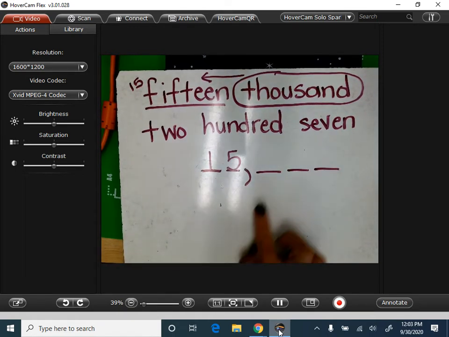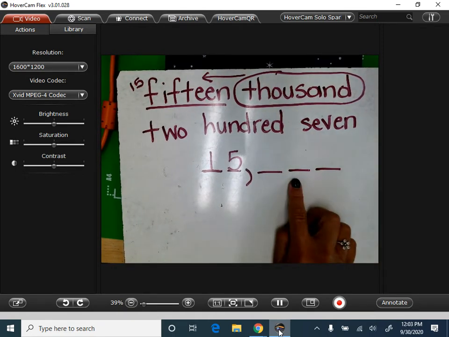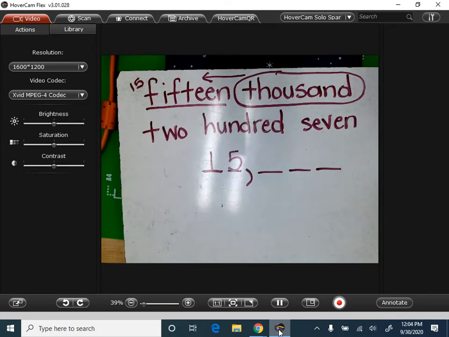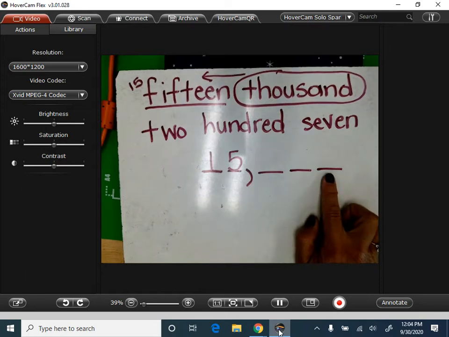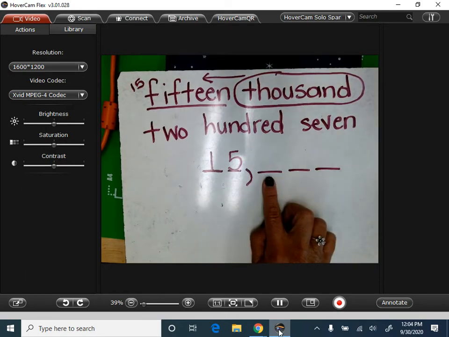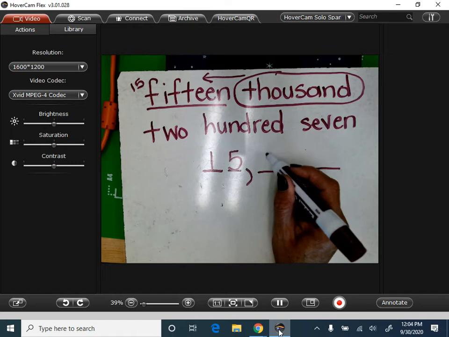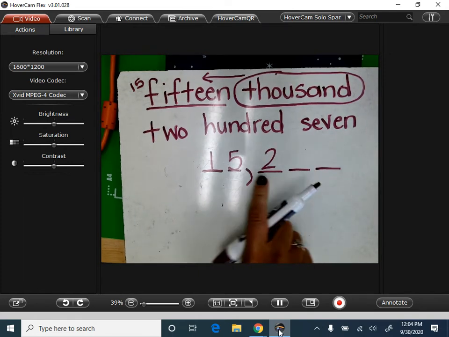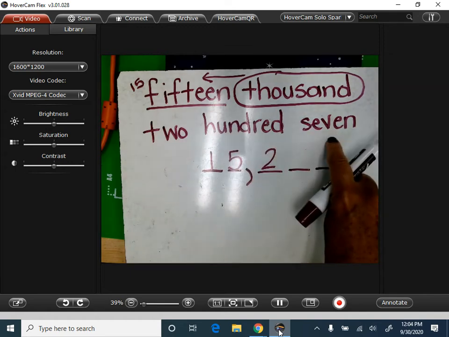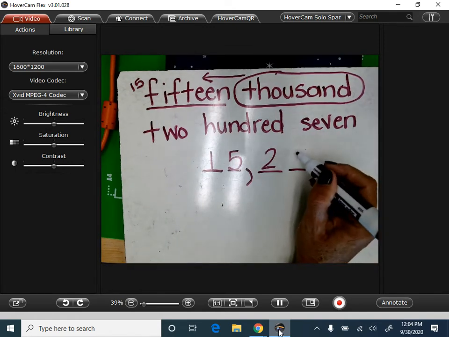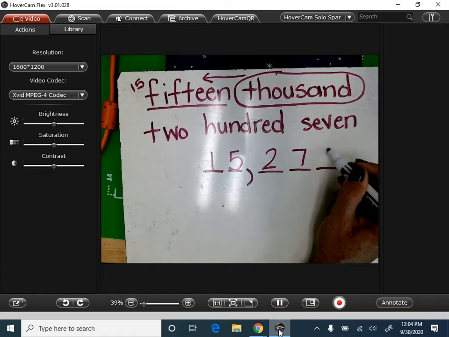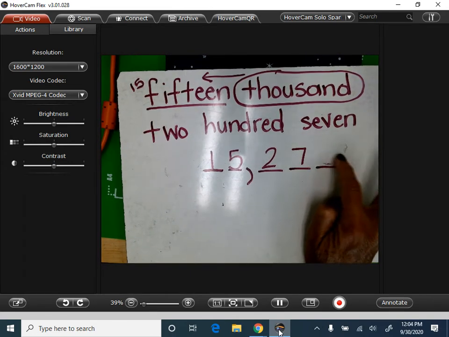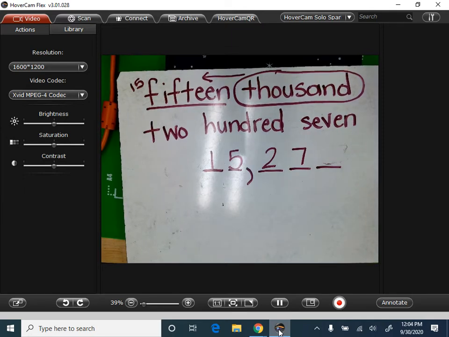Okay, now next, let's go to these digits. We know we have 3. It says 200. So where does the 2 go? Ones, tens, or hundreds? 200. That's the hundreds place. 207. Okay, if I put the 7 here, sometimes I even see people do this. They'll just put the 7 down.